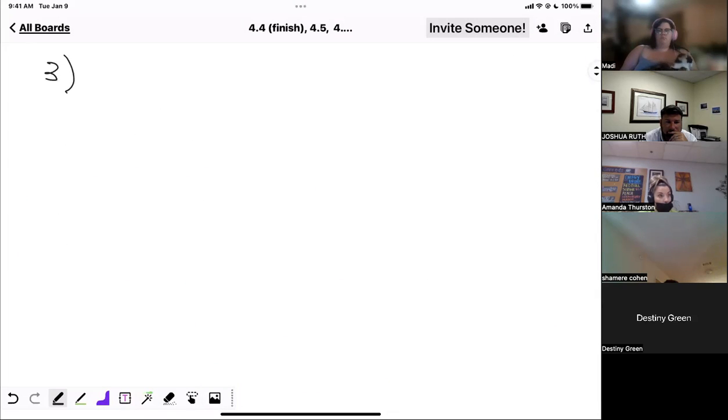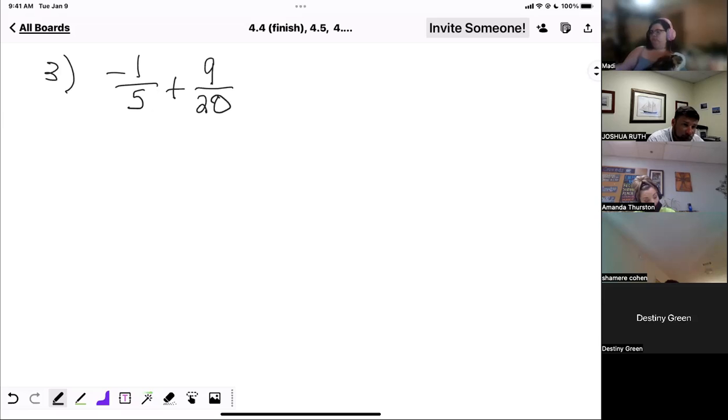Let's do negative 1/5 plus 9/20. I'll bring a variable back next. Okay, so some of you are looking and going, okay, I know the common denominator, and some of you aren't. That's no big deal. So 5, 10, 15, 20, and then I can stop because that's what I want. I have 20. So my common denominator has to be 20.